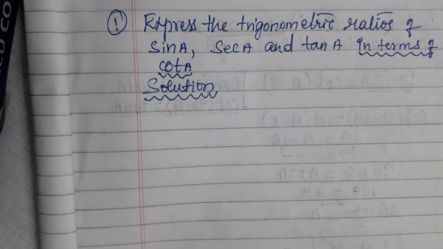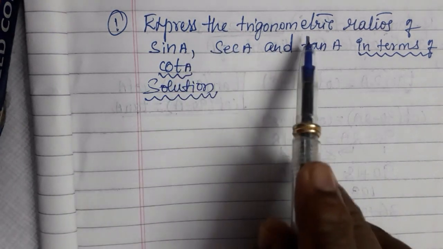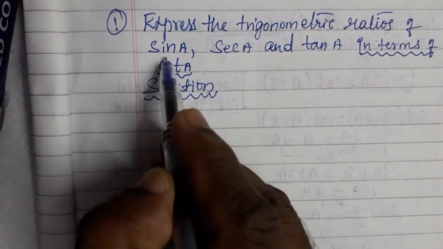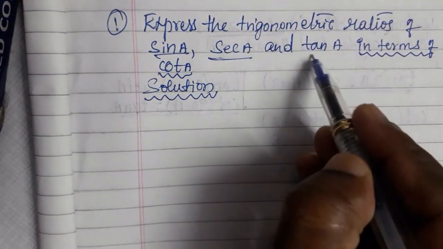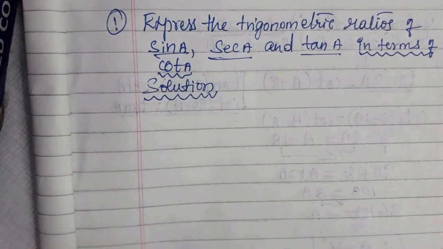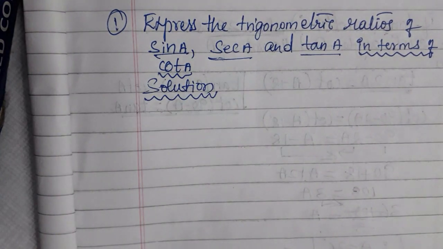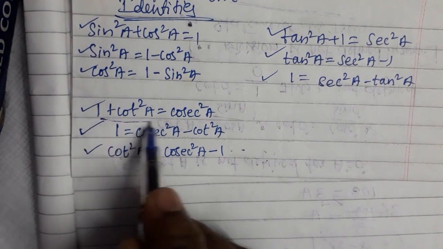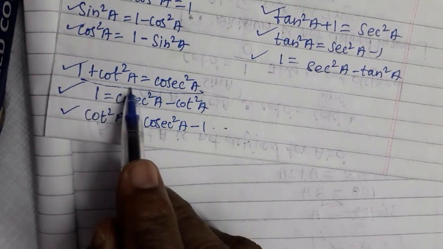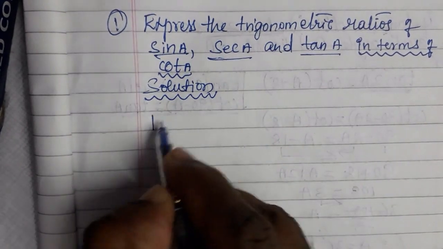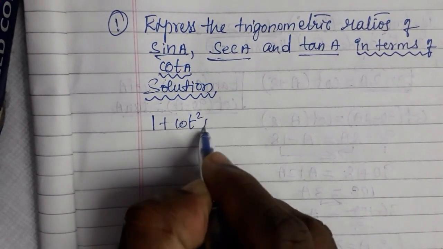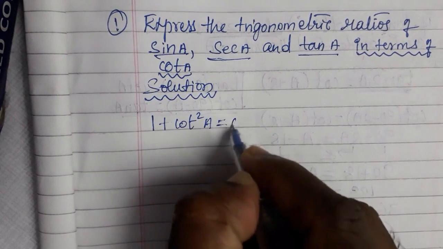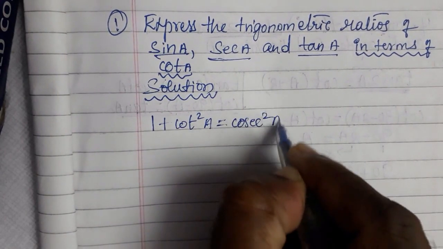Now the first problem given to us is: express the trigonometric ratios of sin A, secant A, tan A in terms of cot A. So first we will select one from the identities. I am selecting this identity: 1 plus cot square A is equal to cosec square A.